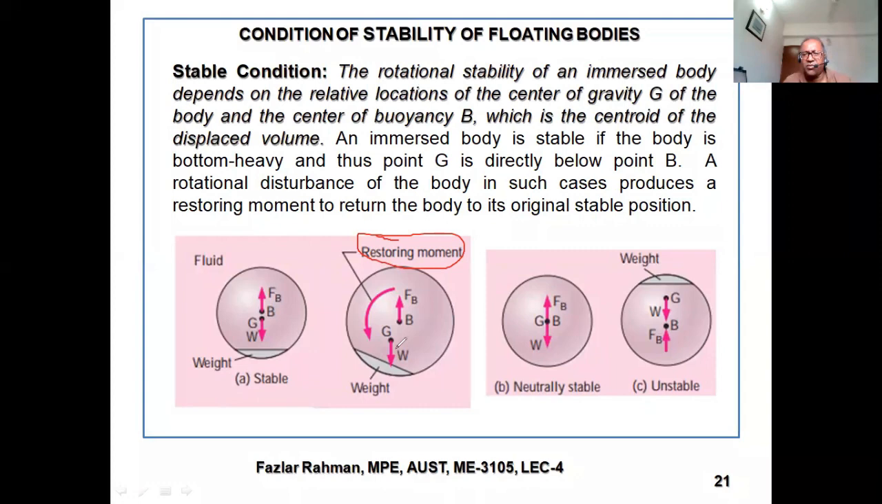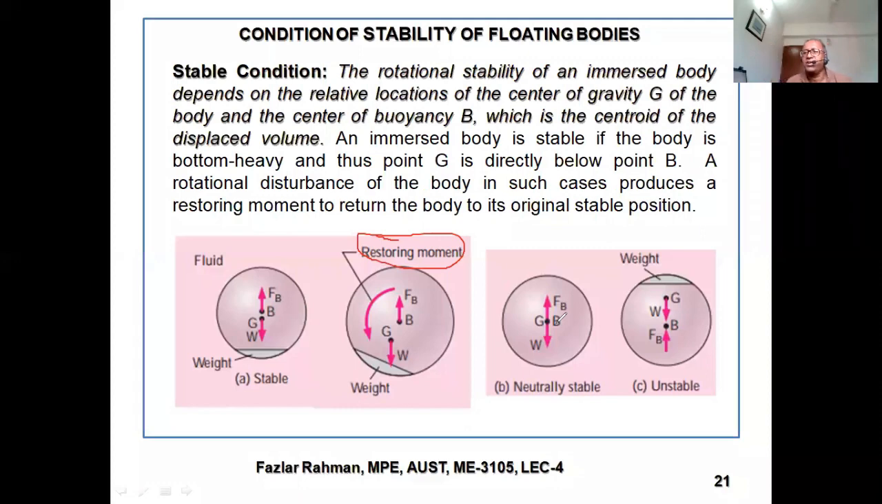Okay. Now, the neutrally stable condition body. In that case, what will happen? Due to the wave, a boat remains inclined a little bit. It will not come back to the previous position. It will remain in the inclined position.